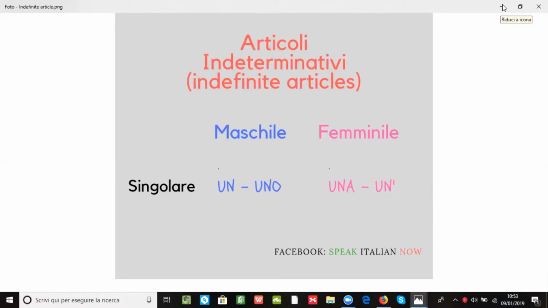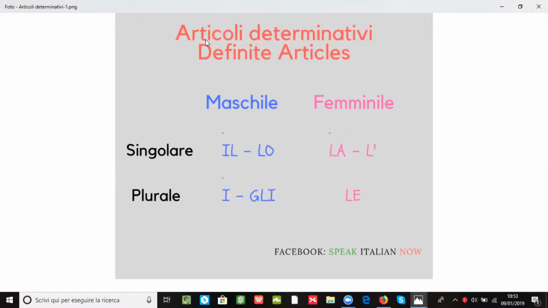And then we can go on and see also the articoli determinativi, definite articles. Here we have singular, singolare, plural, plurale, maschile, male, femminile, female. Maschile, singolare, il, lo. Femminile, singolare, la, l'apostrofo. Again, the same. We use this l'apostrofo actually for both male and female nouns that start with a vowel.